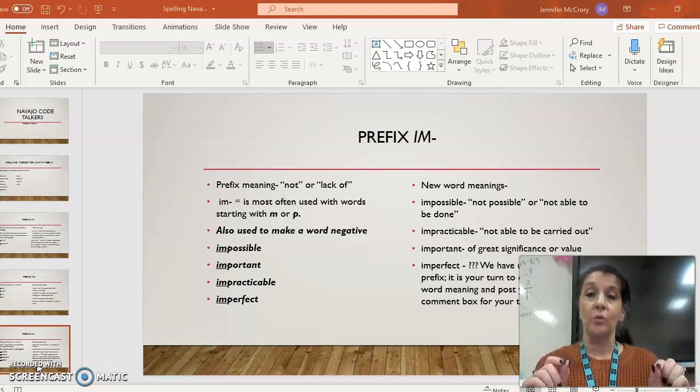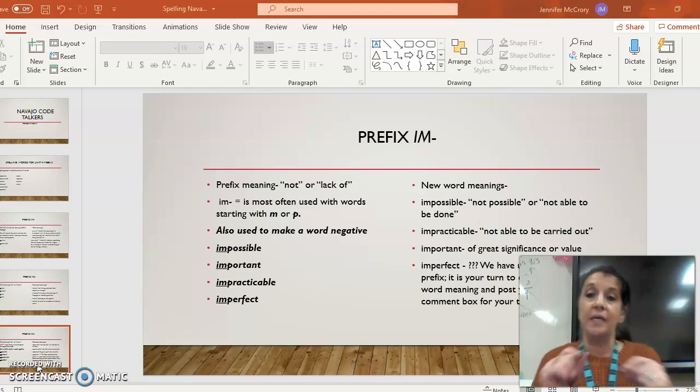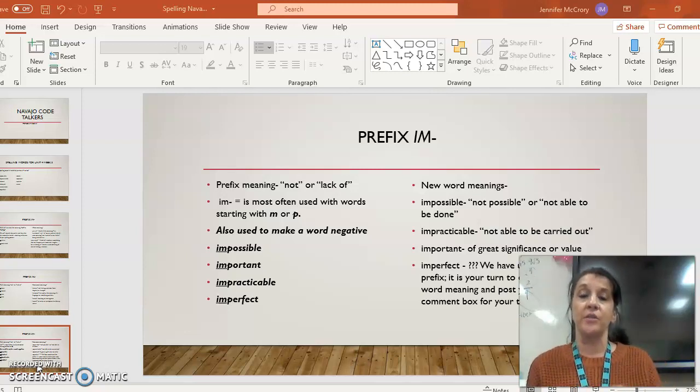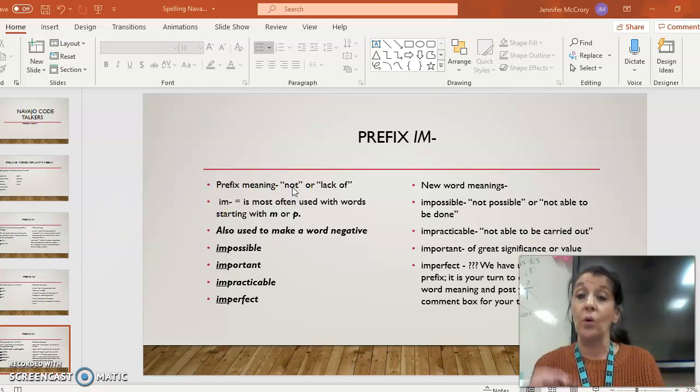I am here. We are going to wrap up our prefixes. This week we've talked about IN, and now we are going to take a look at our prefix IM. Both of them are so closely related. They both have that meaning of not or the lack of. We learned also yesterday that using these two prefixes, they are responsible for, when needed, changing our words into negative.